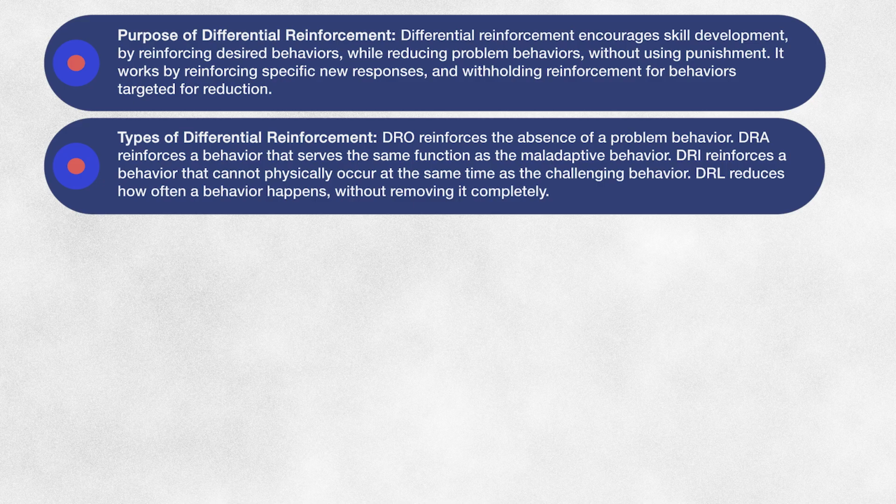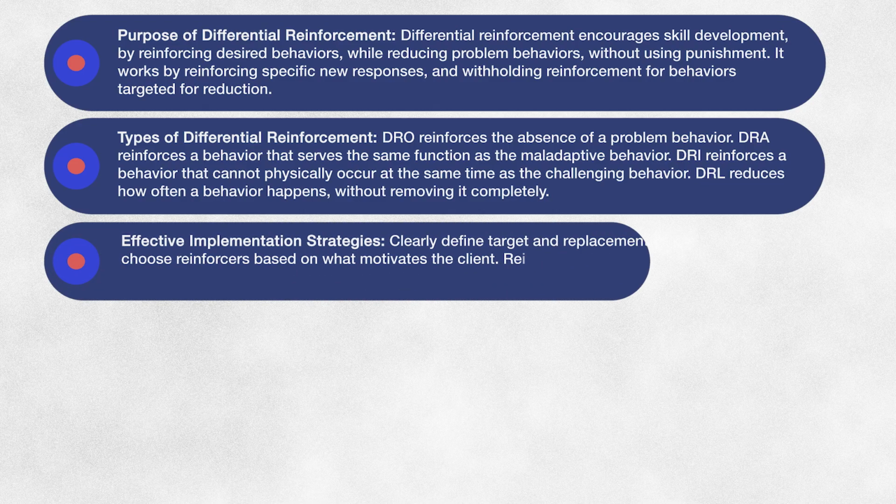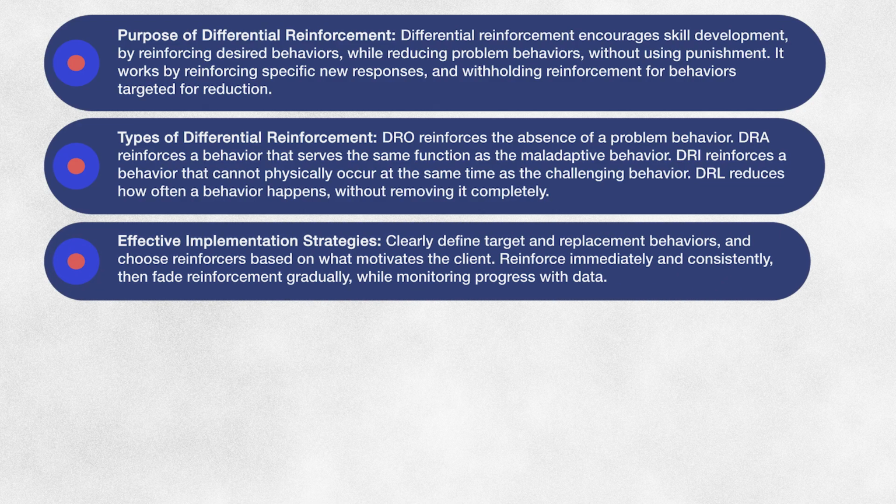DRA reinforces a behavior that serves the same function as the maladaptive behavior. DRI reinforces a behavior that cannot physically occur at the same time as the challenging behavior. DRL reduces how often a behavior happens without removing it completely. Effective implementation strategies. Clearly define target and replacement behaviors, and choose reinforcers based on what motivates the client. Reinforce immediately and consistently, then fade reinforcement gradually while monitoring progress with data.